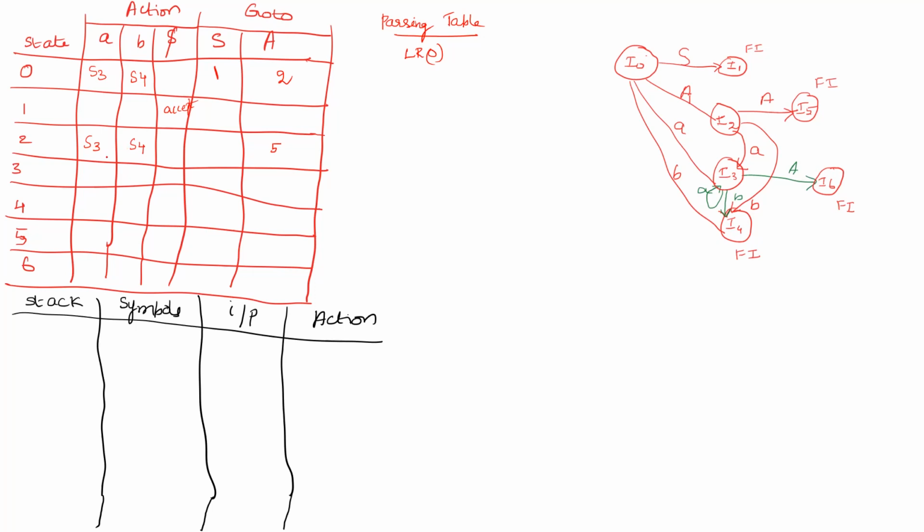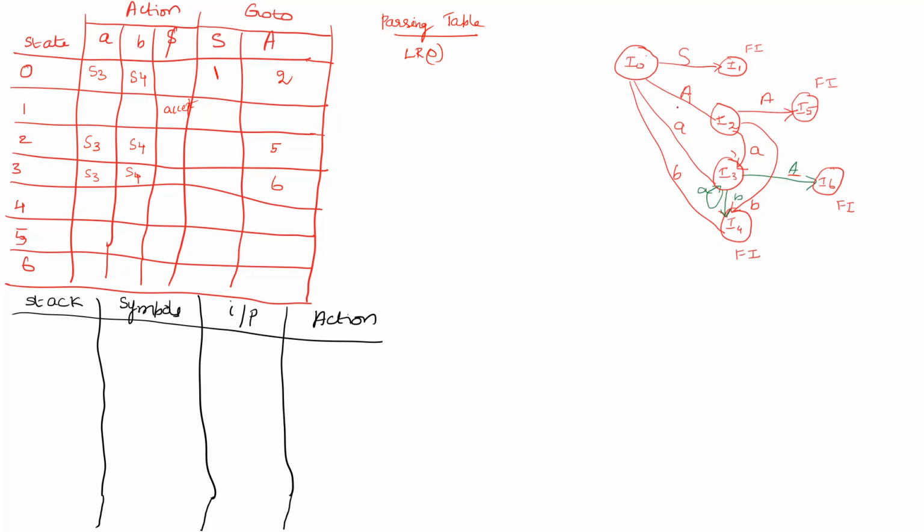Now we'll go to state 3, so please note it down. From state 3, on capital A it leads to 6, so mention 6 here. On small a, from I3, it goes to I3 itself, and on small b it goes to I4. So small a is S3 and small b is S4.